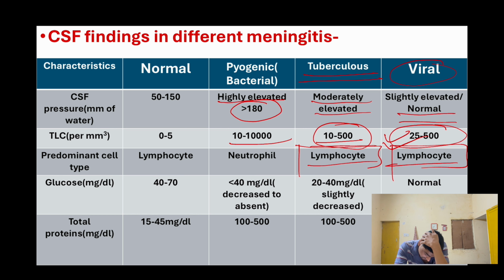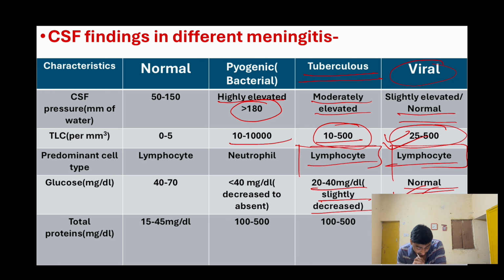The fourth characteristic feature is glucose. The normal glucose level in CSF is 40 to 70 milligram per deciliter. In case of pyogenic meningitis, it can be less than 40 milligram per deciliter; it can be decreased or even absent. In case of tuberculous meningitis, it is 20 to 40 milligram per deciliter, meaning slightly decreased. In viral meningitis, very important, the glucose is normal. The glucose in CSF is a normal value in viral meningitis.